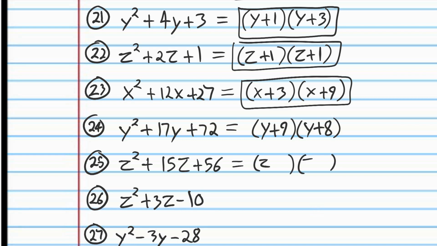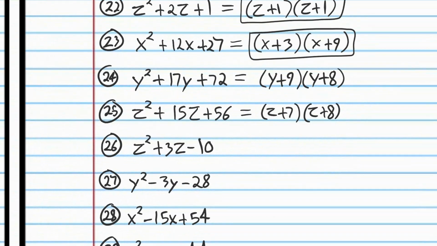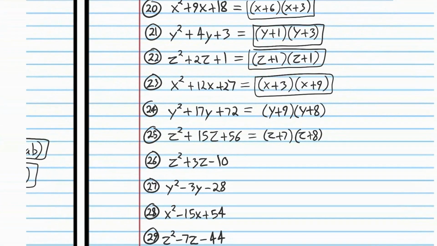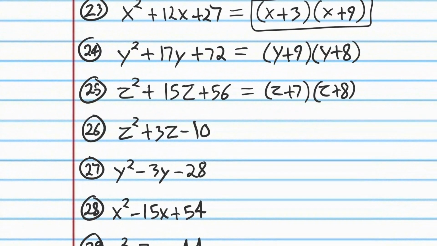So put your Z's. And 56, I know it's going to be 7 times 8. That's the first one you should try because that's the easiest one. 8 plus 7 is 15. All right, so now we're going to something a little bit more difficult because now we have a negative sign.